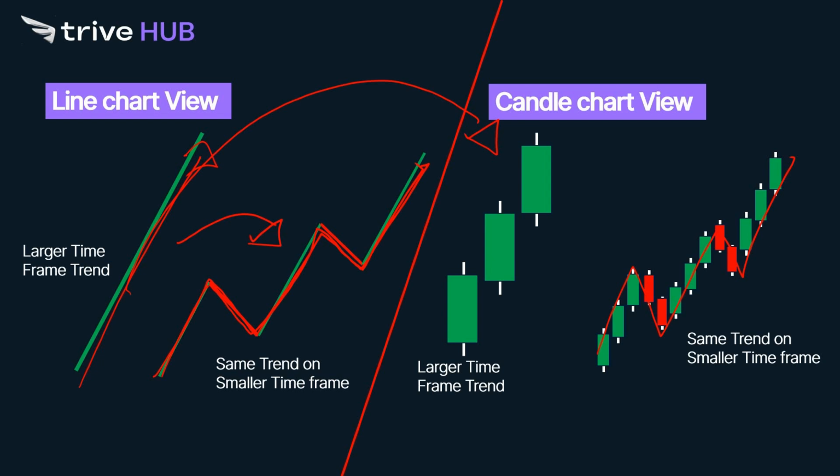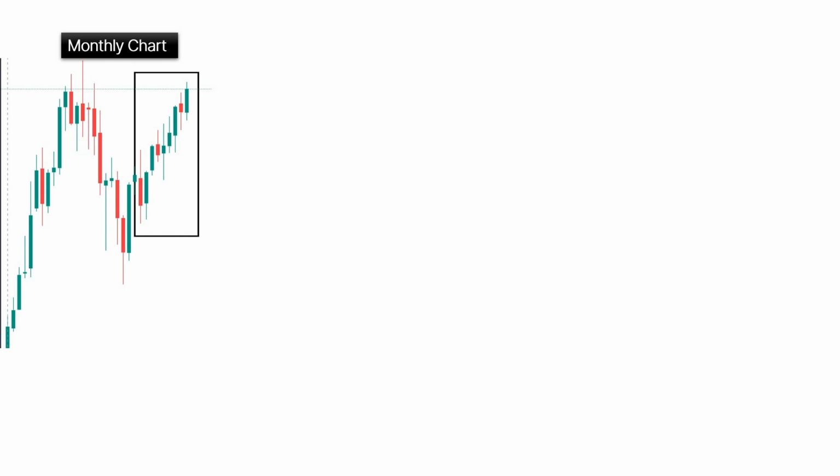That shows how many entries and opportunities are available on multiple time frames in one single trend. This is a monthly chart where you can see this up move going on. It is just 7 to 8 candles moving up, but the box is marked for this particular uptrend, and we are going to focus on this box move only in the upcoming discussion.